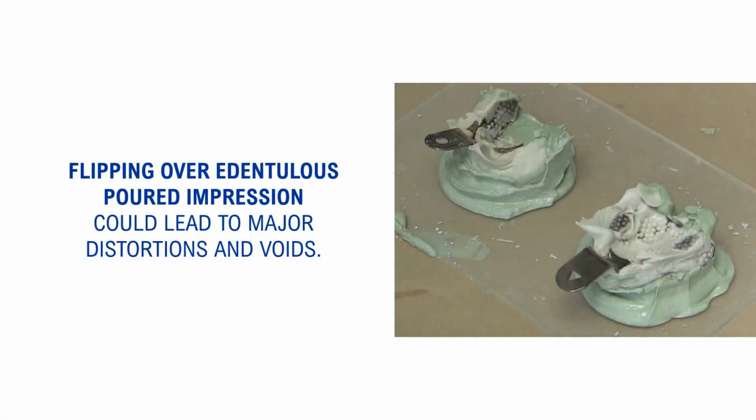This is an issue if you try to flip over your edentulous impression with the stone. It will create large distortions, sometimes even voids, and it just won't work. So avoid doing this type of pouring of your edentulous alginate impressions.